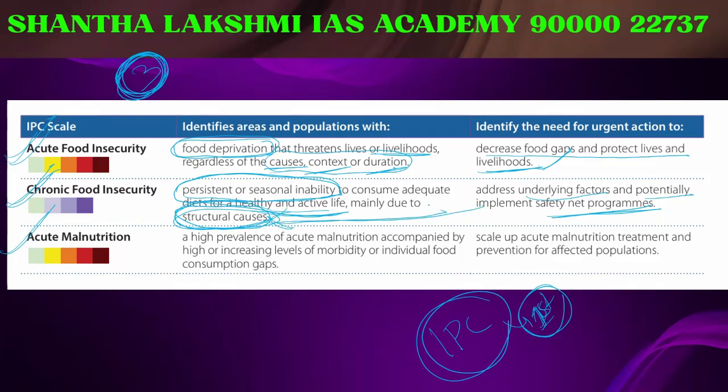Because of the structural causes, they are witnessing this persistent and seasonal inability. So we have to take actions in the structural measures only, that is providing safety net programs.